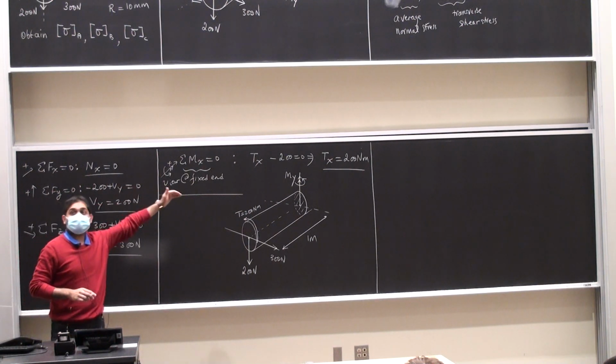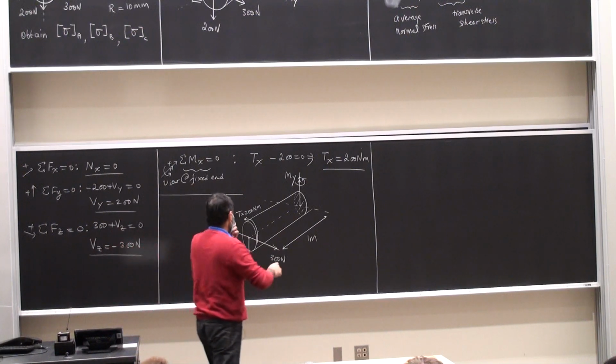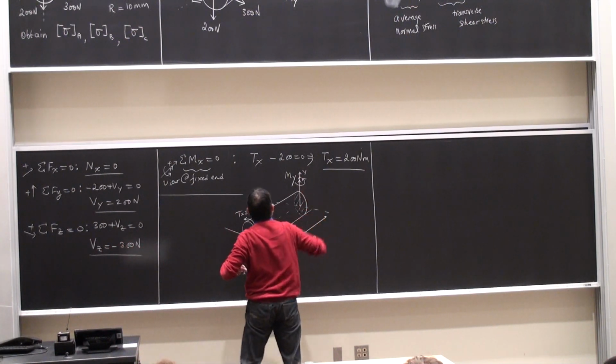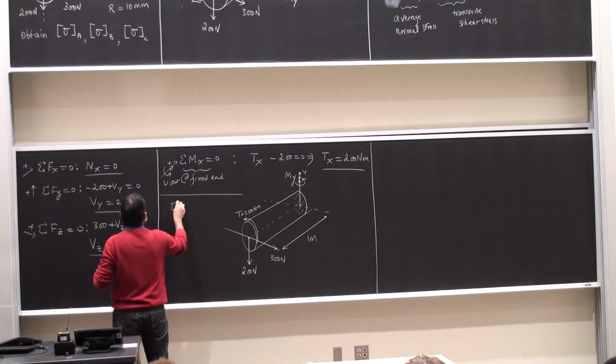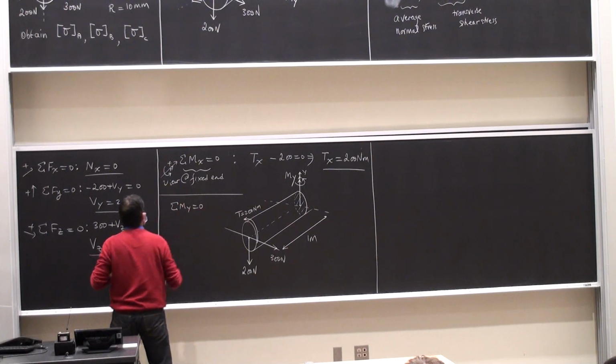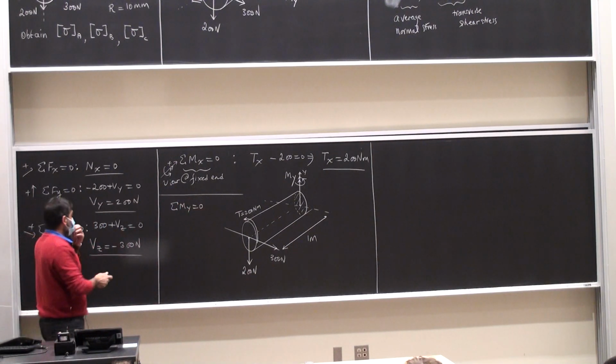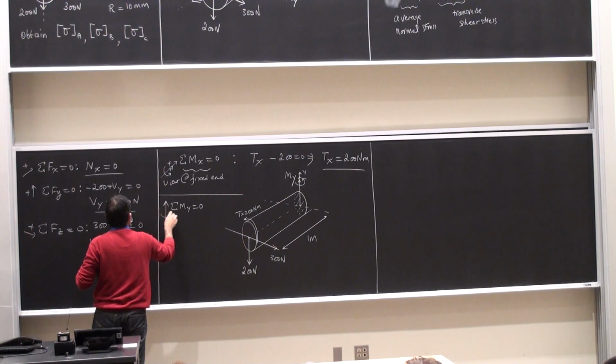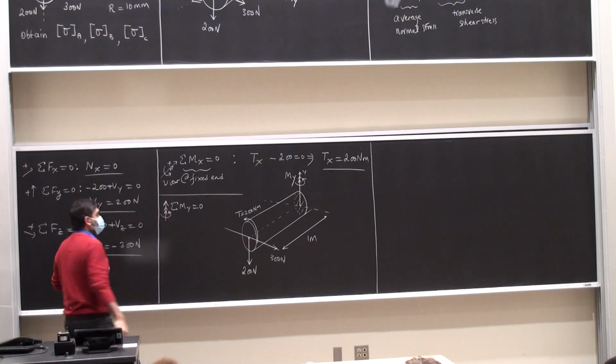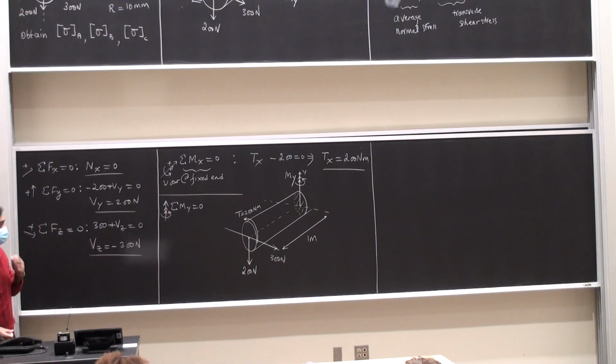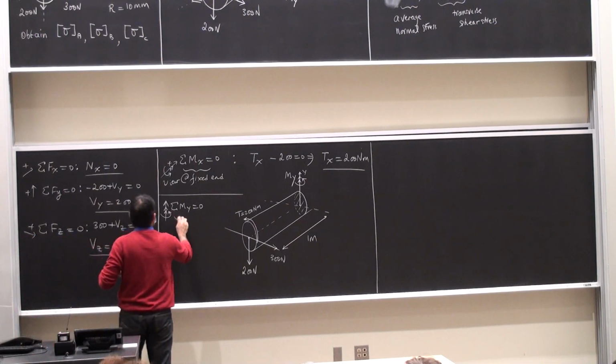The sum of moments about the y-axis at the fixed end is 0. Okay, so this is the y-axis. Sum of moments. Positive sign convention: moments pointed along the positive y-axis are positive. This is done at the fixed end.